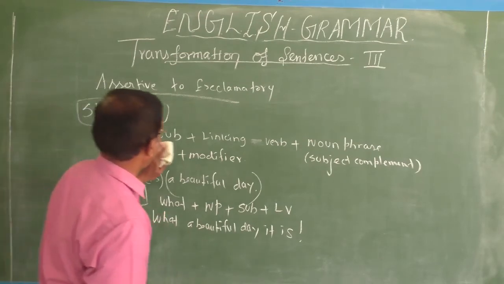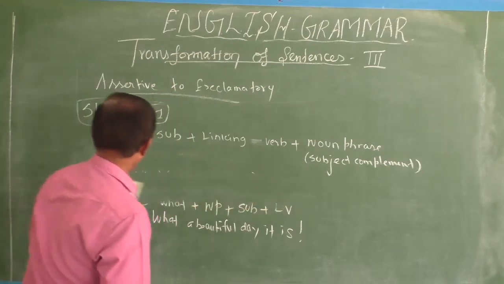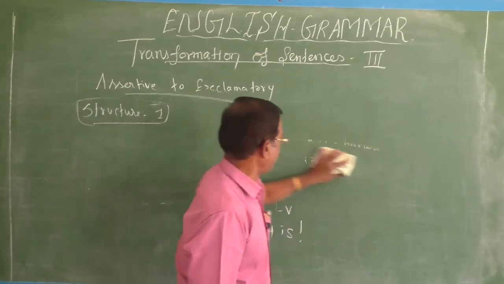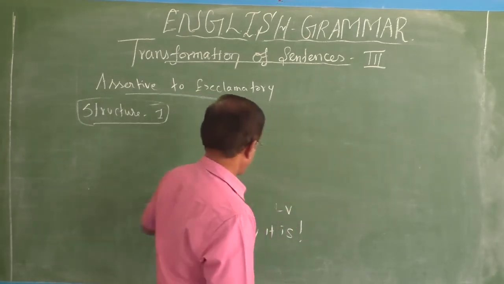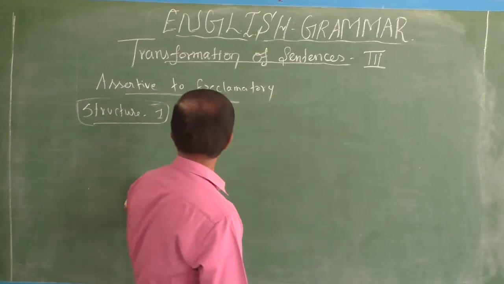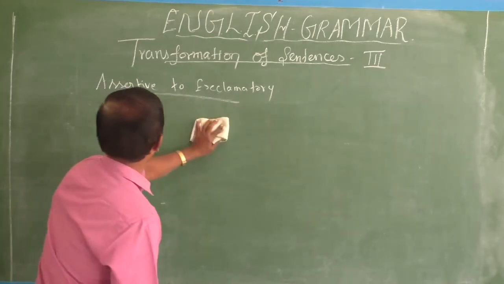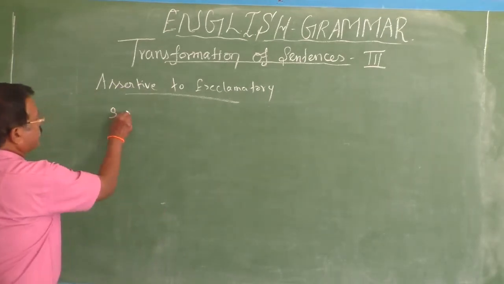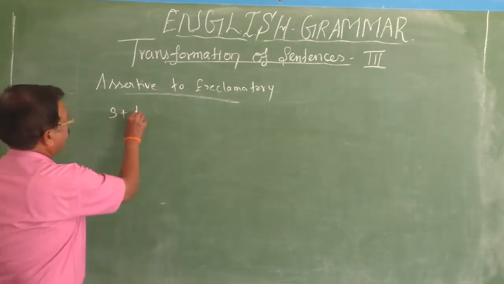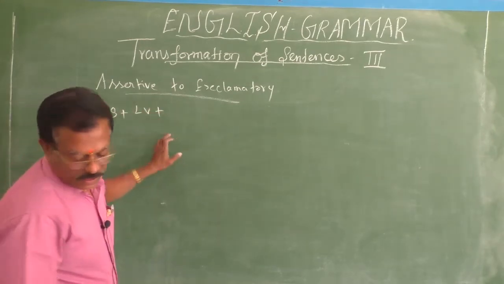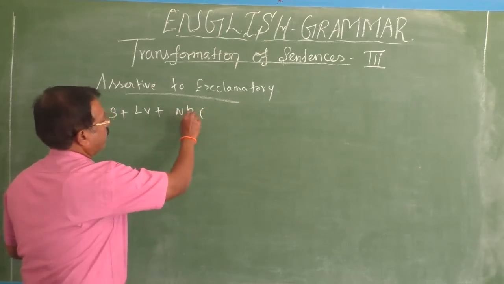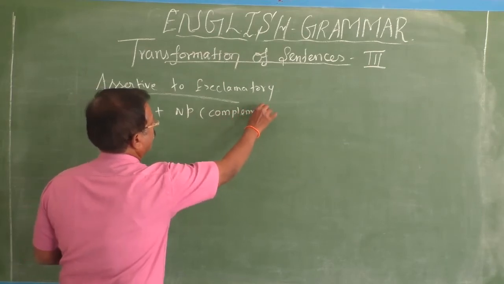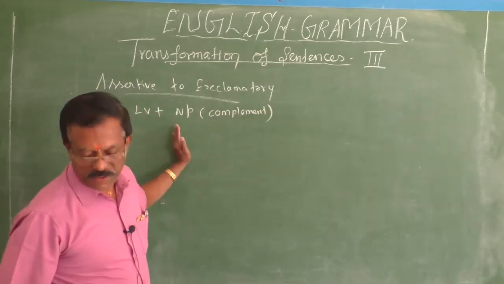Once again, see, I will write the structure nearby, then I will change the sentences and show you how it transforms. Then you can easily follow me. See the structure of an assertive sentence: subject plus link verb plus noun phrase. Here the noun phrase is a complement. Okay, complement. This is the structure of an affirmative sentence.